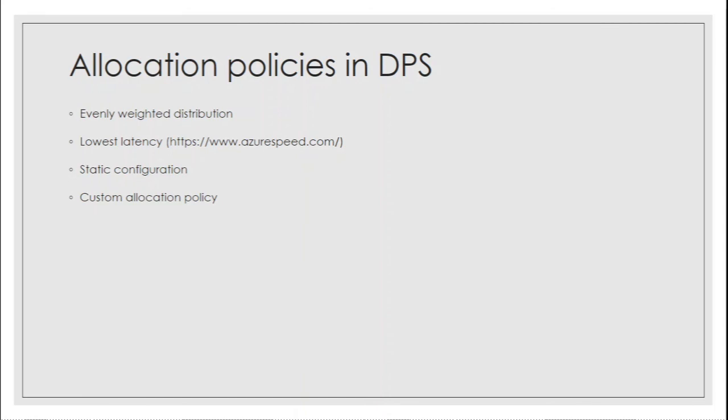Okay, and next is the static configuration. Static configuration is nothing but a whitelist or an Excel or a similar configuration where you can say that device 1 needs to be registered with IoT hub 1, device 2 needs to be registered with IoT hub 4. Like that, you can specify the list beforehand itself.